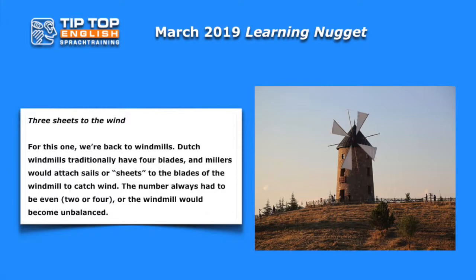3 sheets to the wind. For this one, we're back to windmills. Dutch windmills traditionally have 4 blades, and millers would attach sails or sheets to the blades of the windmill to catch wind. The numbers always had to be even, 2 or 4, or the windmill would become unbalanced.